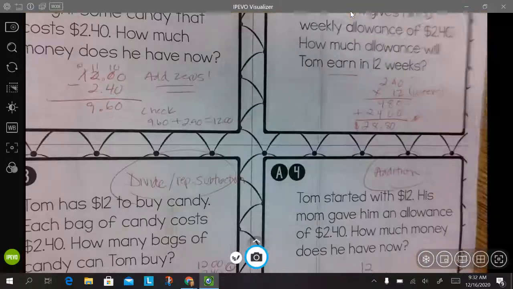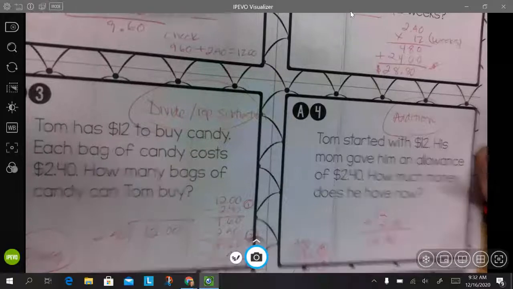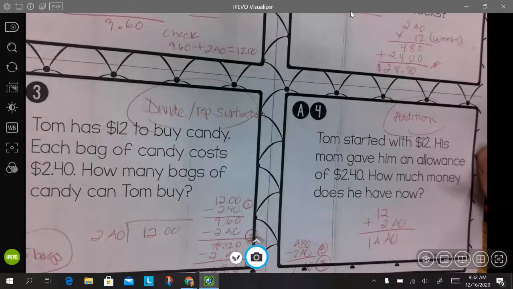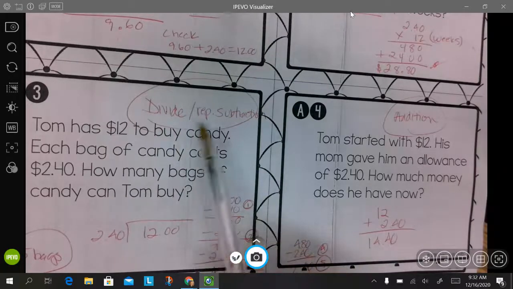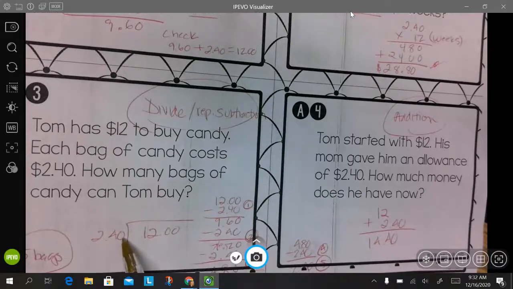Okay? Next one, A3. Tom has $12 to buy candy. Each bag of candy costs $2.40. How many bags of candy can Tom buy? Okay, you want to use division, or you can always use repeated subtraction. Okay, it's the same thing. If you want to use division, you want to write down $12 divided by $2.40.